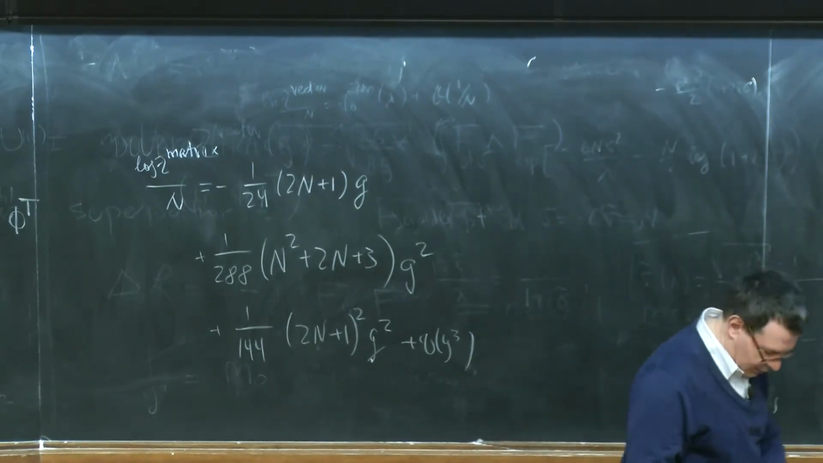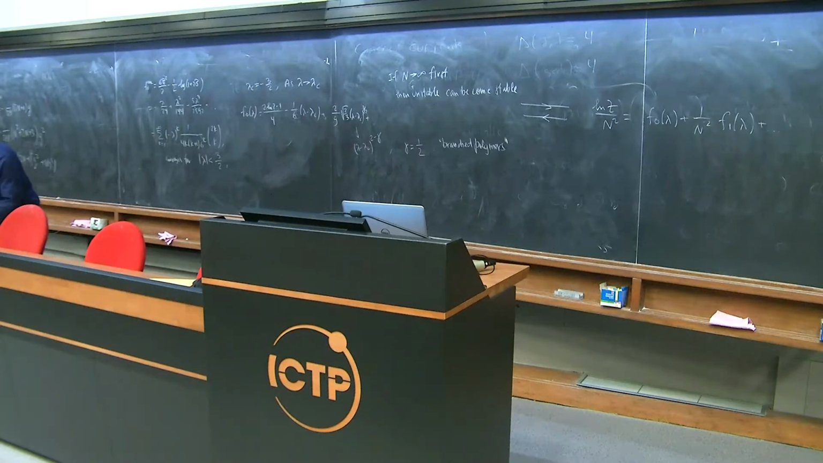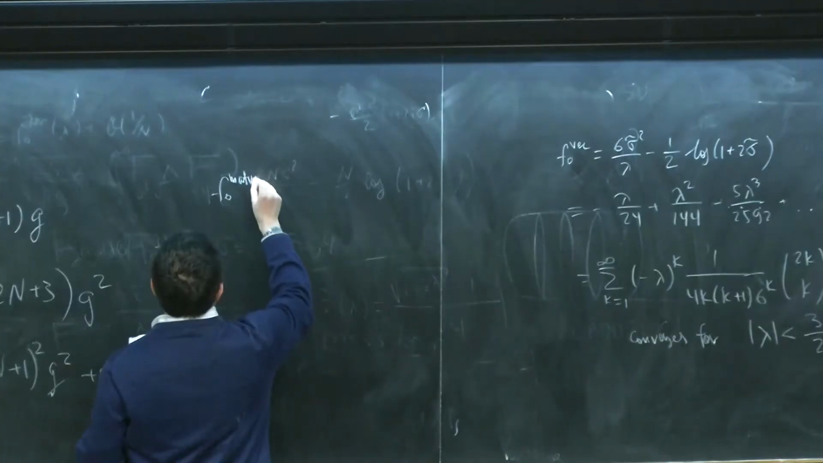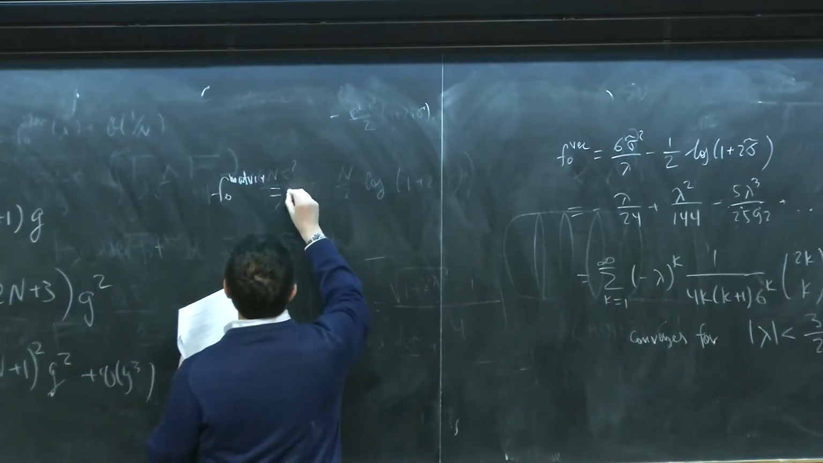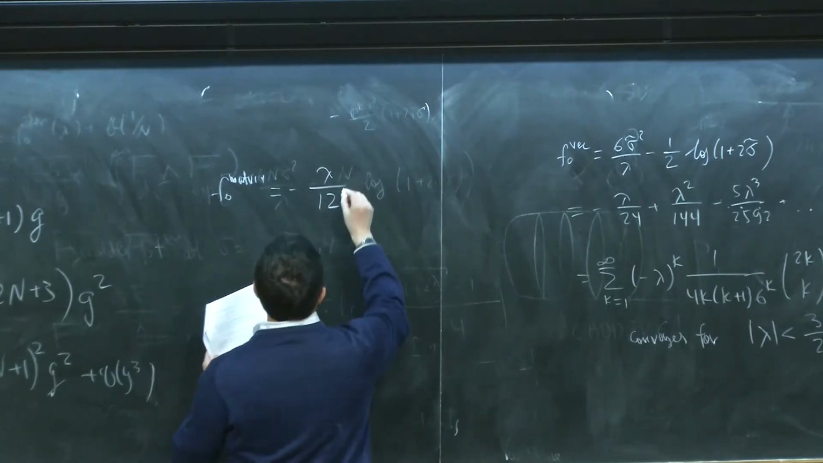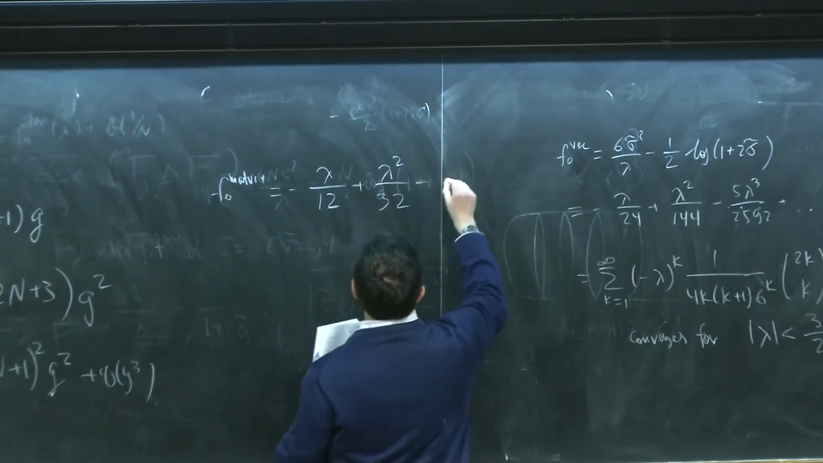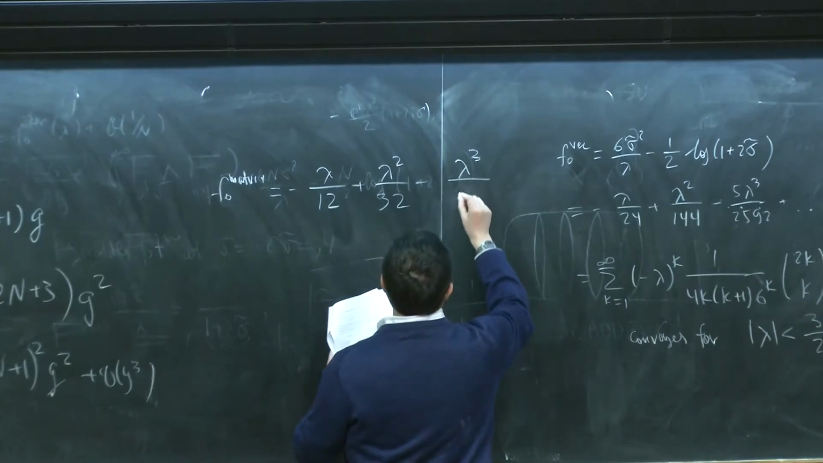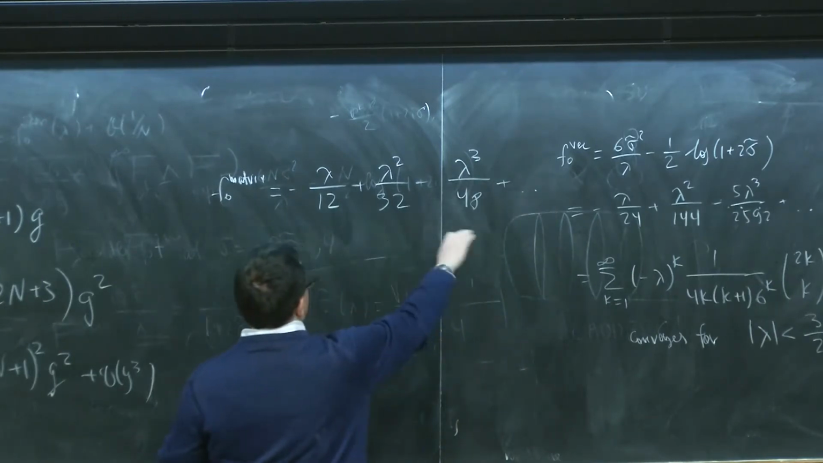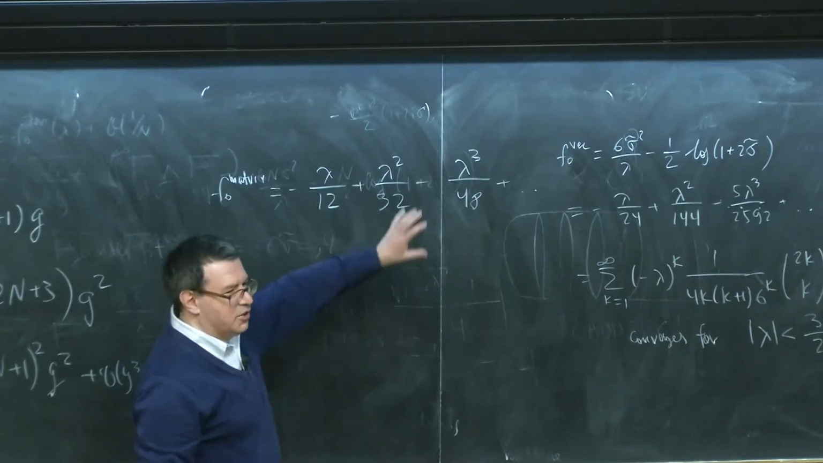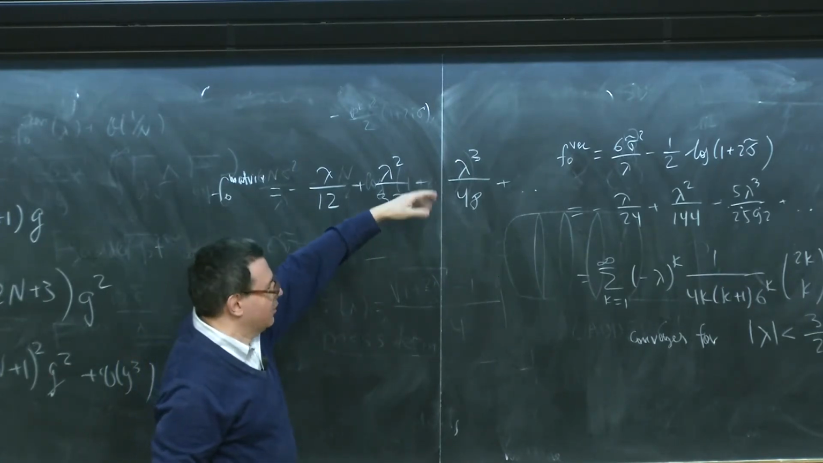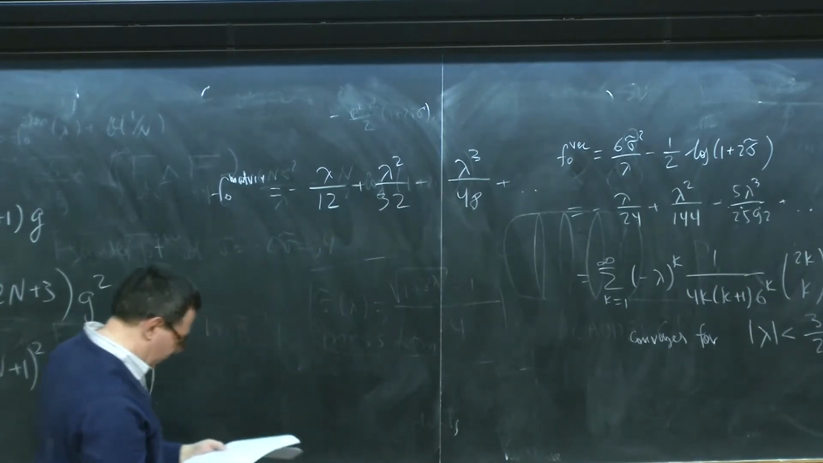F0 of lambda, this F0 matrix, will be like minus lambda over 12 plus lambda squared over 32. And then if you do the next order, you get minus lambda cubed over 48. So you already see that no big disasters seem to happen with these coefficients either. The planar expansion does not have these rapidly growing coefficients.